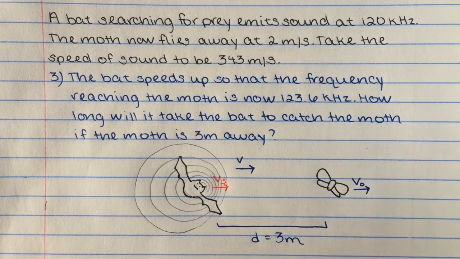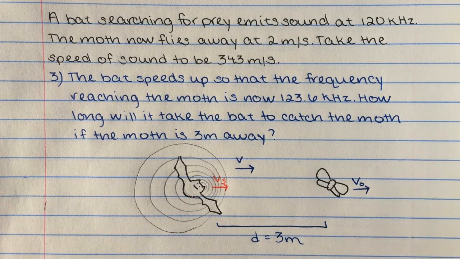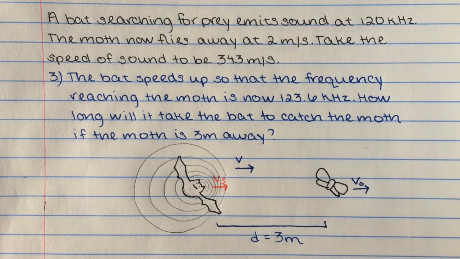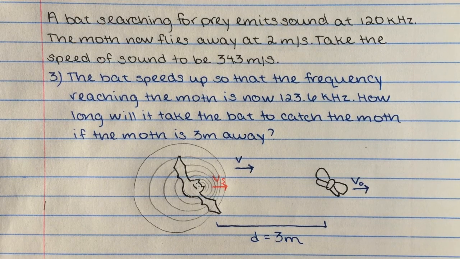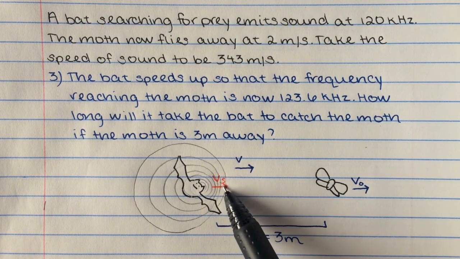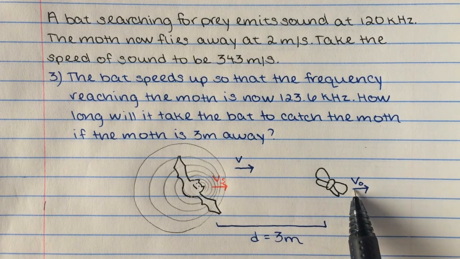Because of the smaller wavelengths in front of the bat, the moth hears a frequency that's greater than the frequency emitted. We know this just from the equation where velocity is equal to the wavelength times the frequency. Because the frequency heard by the moth is greater than the frequency emitted, the bat is also moving faster than the moth. So right here, Vs, the speed of the bat, should be greater than Vo, the speed of the moth.